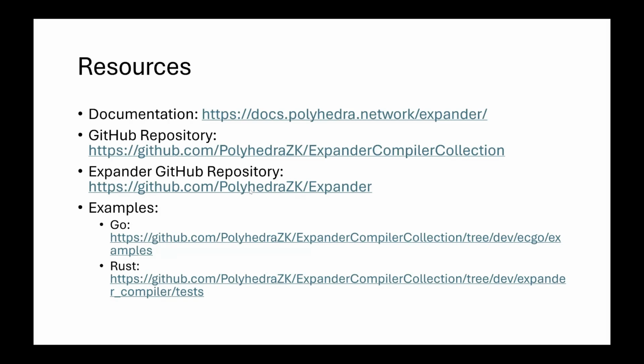For resources, firstly, you can go to our documentation page. The URL is listed here. And in the repos of Expander and ECC, there are also some valuable things like the examples. We have Go and Rust examples in these directories.